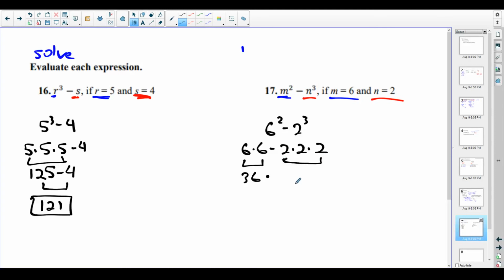So 2 times 2 times 2. So 2 times 2 is 4, times 2 again is 8. It's a minus sign, so 36 minus 8 is 28. And we're done. Another lesson down.